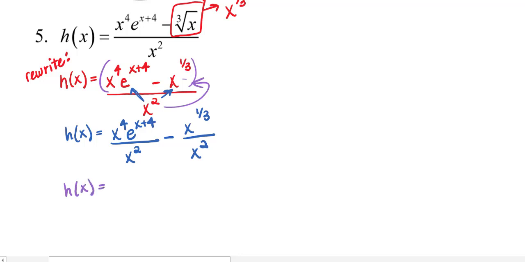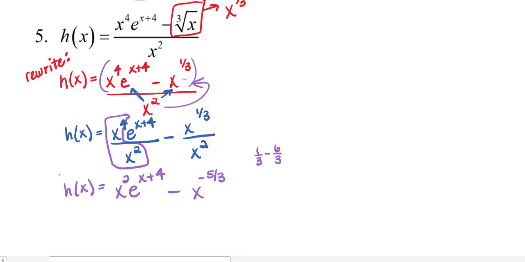I'm still at h of x, so I'm going to divide that in. So I can divide in x to the 4th by x squared, so that leaves me with x squared e to the x plus 4. That's going to still be product rule. Minus, well, keep your base the same and subtract your exponents. So 1/3 minus 2, or 1/3 minus 6/3 is going to give me a -5/3.